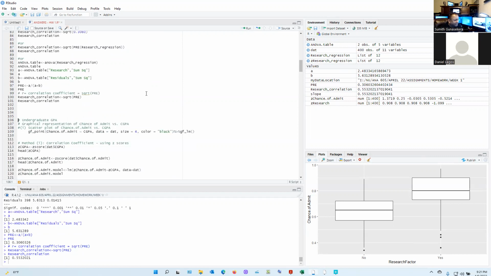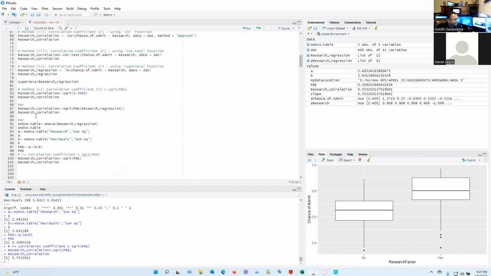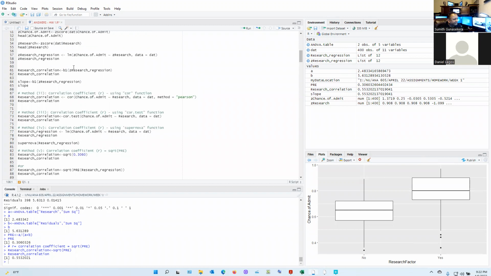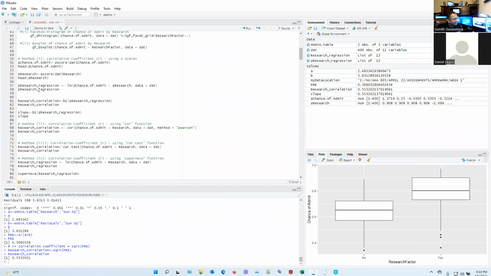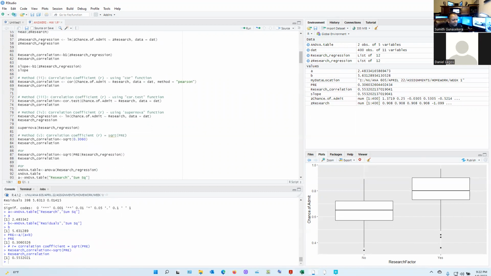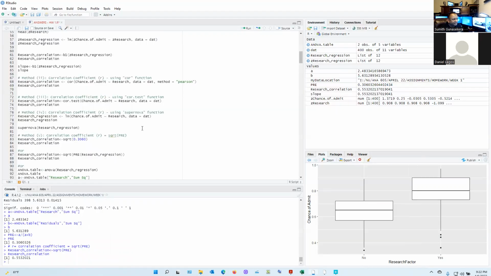In a similar fashion, you can do the same thing for all of these, but you don't have to. I'm showing you several methods here, four or five methods to get the same thing done. But if you simply use the cor test, that's more than enough to get the correlation to fill this up: the correlation between research and chance of admission.